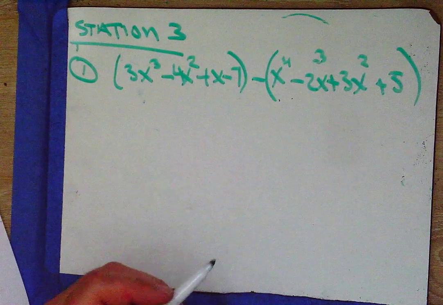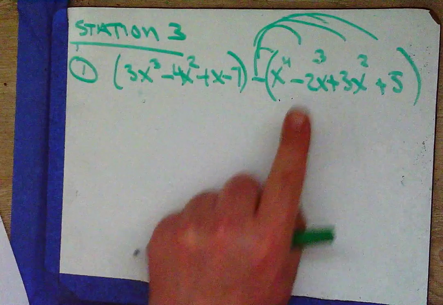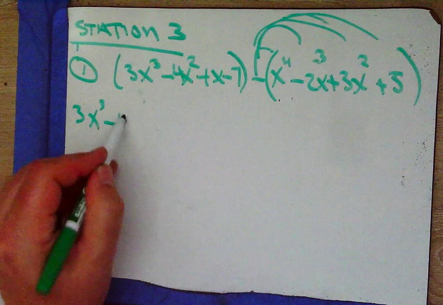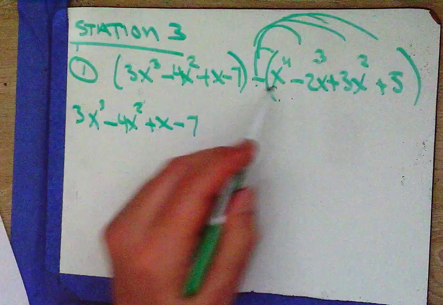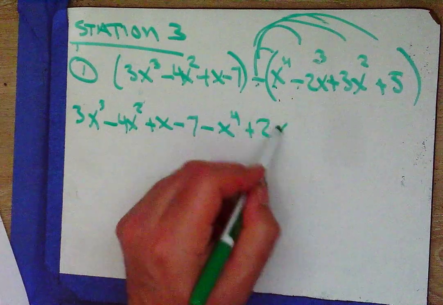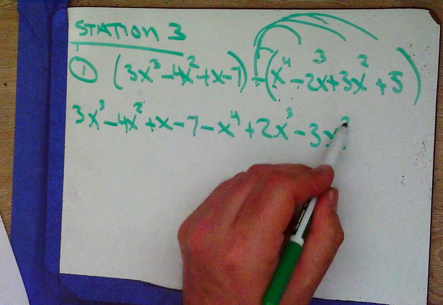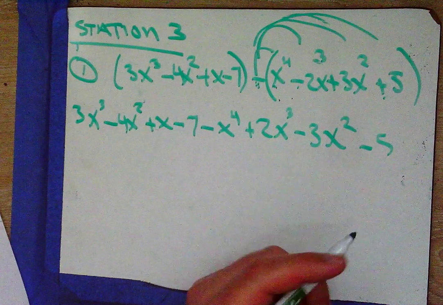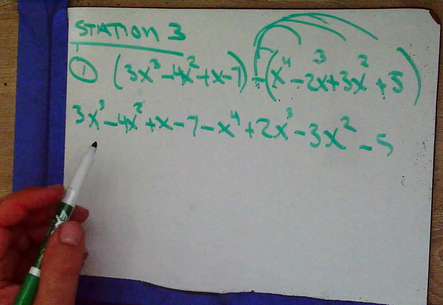Well, actually, the first thing I want to do is apply that negative to each of these things. So I'm going to have 3x to the third minus 4x squared plus x minus 7 minus x to the fourth. Minus times minus is plus 2x to the third. Minus times plus is minus 3x squared. And minus times plus is minus 5. That is a 5, right? Yes. Okay, so now combining like terms.